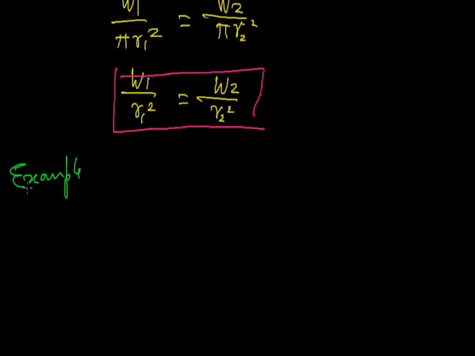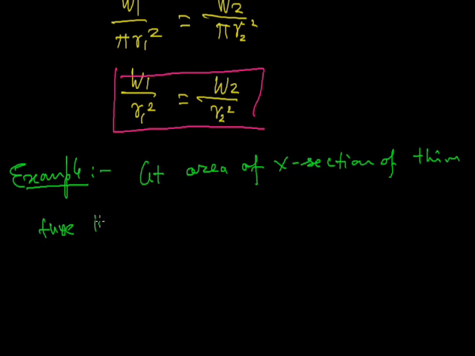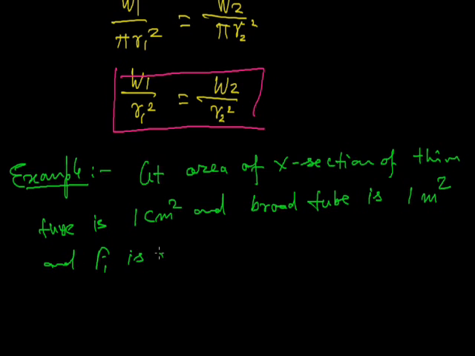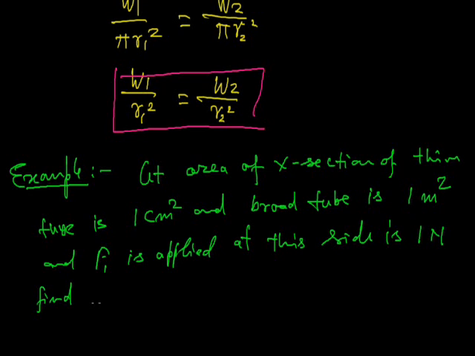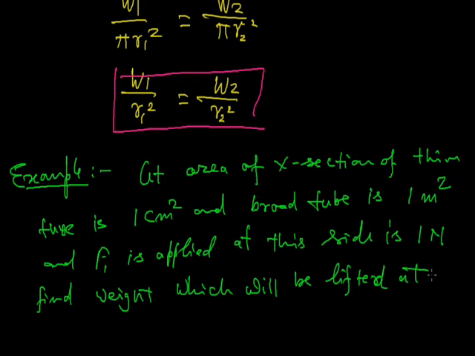We can take a numerical example on Pascal's law. Let the area of cross section of the thin tube be 1 centimeter square and the broad tube be 1 meter square, and the force F1 applied at the thin side is 1 Newton. Find the weight which will be lifted at the broad side.